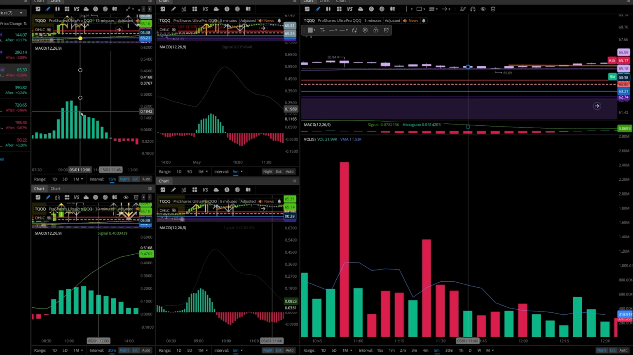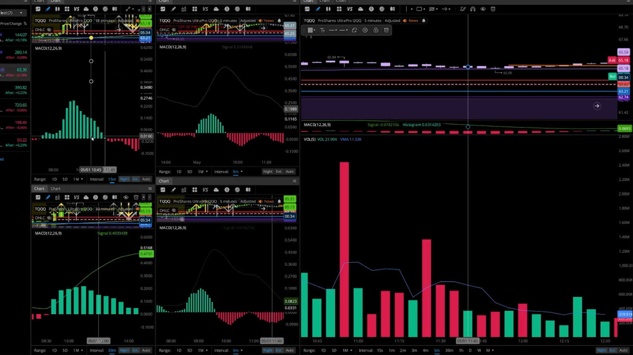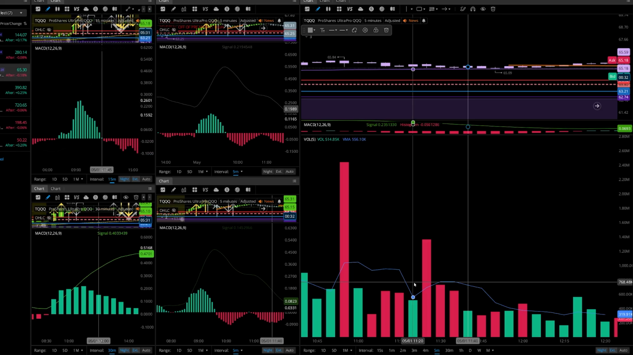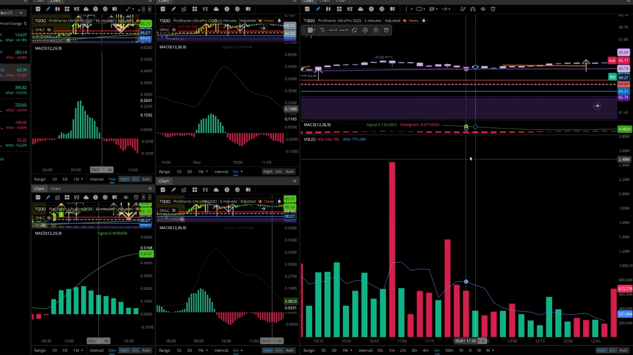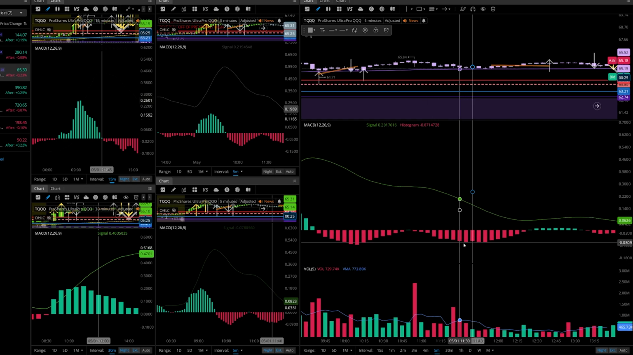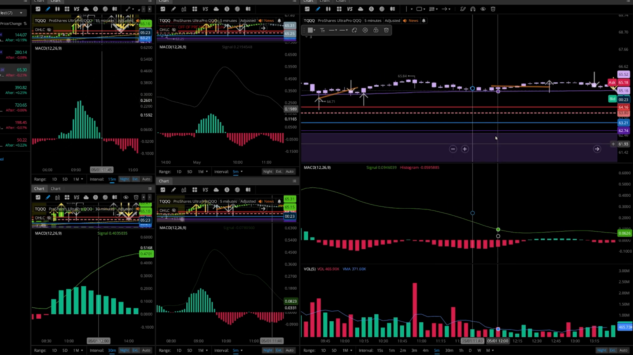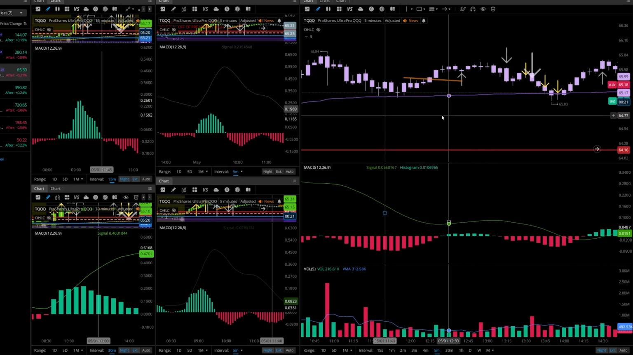One warning sign, the 15-minute MACD momentum is literally about to cross over to the downside. The second warning is we're surrounded by red volume leading up to this point. So as the momentum starts to shift to the upside, we have a lot of warnings to not take this trade right here.